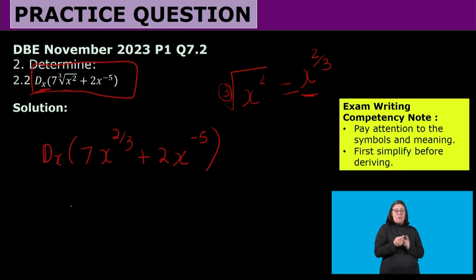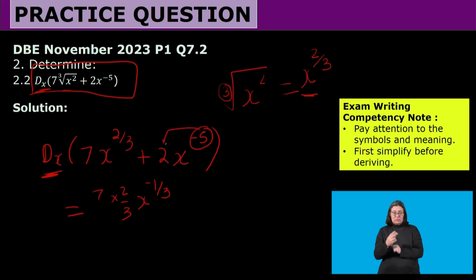So the derivative of this is going to be equal to, when I now find the derivative, I leave this sign out, I leave the differential out, and we use our power rule. So it's 7 times 2 over 3 times x to the power 2 over 3 minus 1, which is going to give me minus a third. All right. Minus 5 times 2 is negative 10. X to the power negative 6.